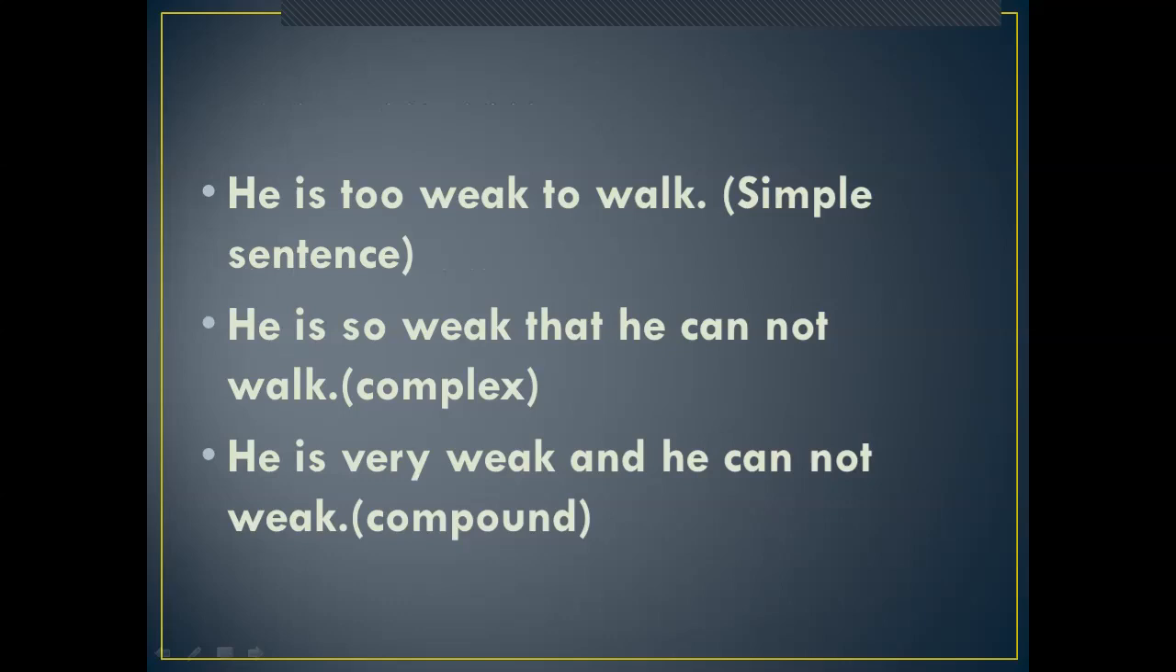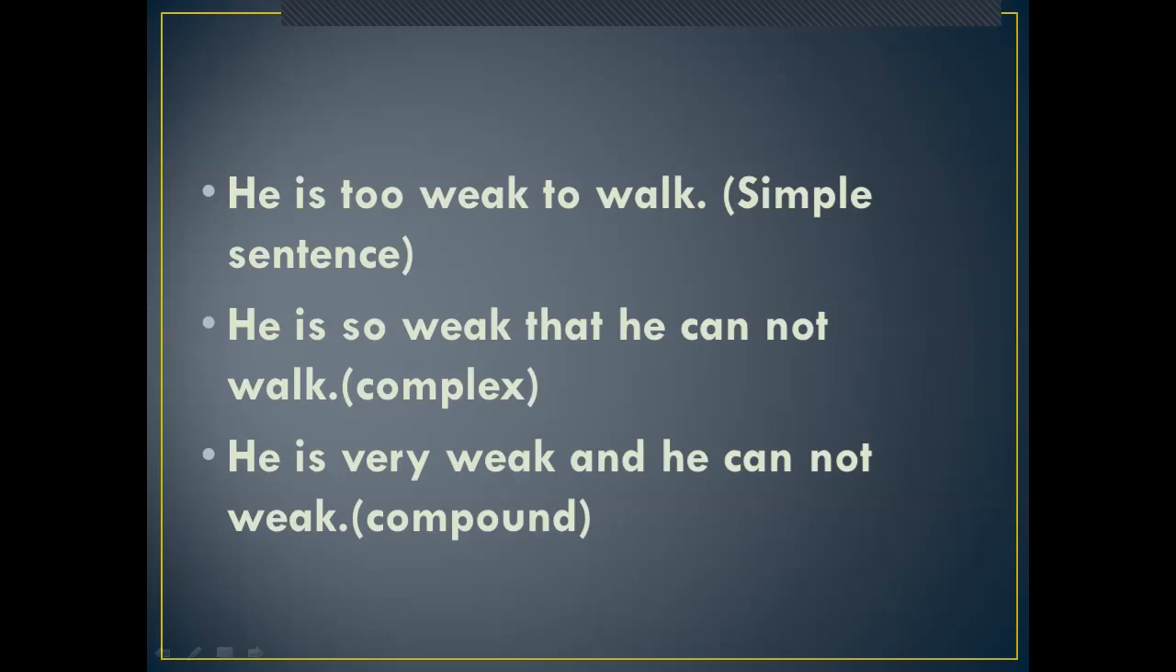Now let's try to change it into a complex sentence. In order to change into a complex sentence, what we have to do: in a complex sentence there should be one independent clause and one or more dependent clauses. Okay, so let's see here. He is too weak to walk. He is so weak that he cannot walk. Okay, he is so weak that he cannot walk.